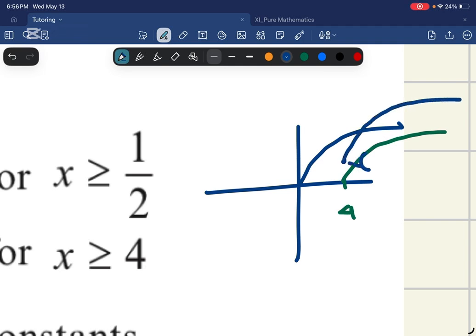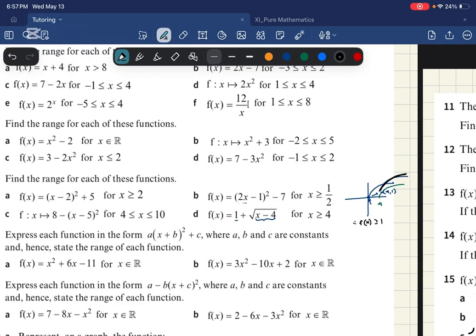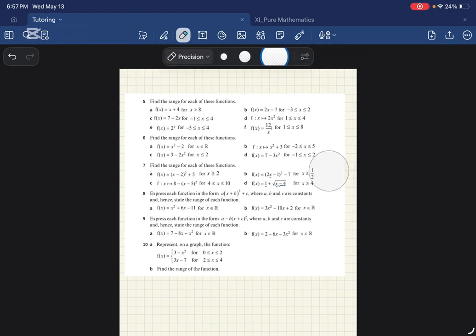So now I shifted 1 unit up. So this point is going to be 4, 1, right? Shifted 4 units to the right, 1 unit up. This point is now shifted to this point, to 4, 1, from 0, 0. And basically, it's taking on every value. It is going to cover every real number that is bigger than or equal to 1. So therefore, your range is bigger than or equal to 1. And that is it for question 7. Question 8.